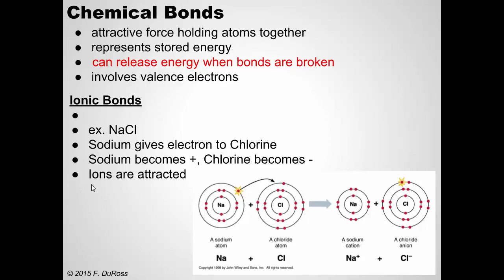This is a topic we never got into in 7th grade. There are different types of bonds. We're going to talk about ionic bonds versus covalent bonds. And the names will give you some information. Ionic bonds. So what's an ion?